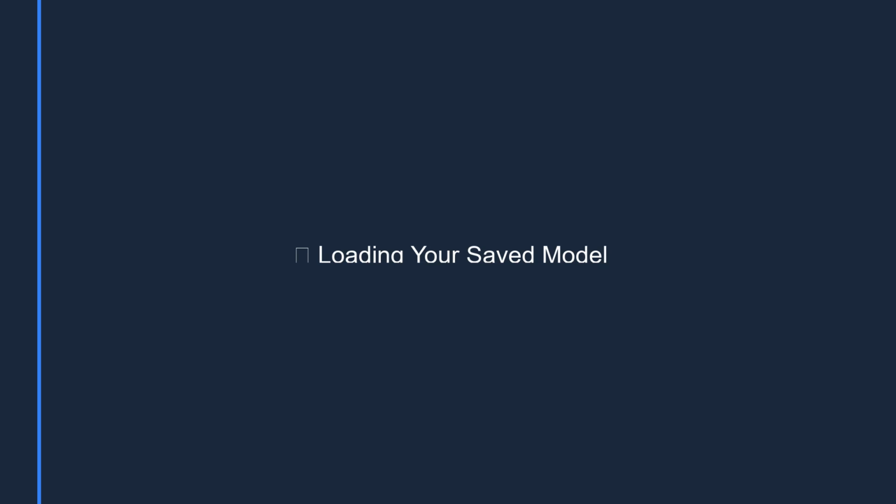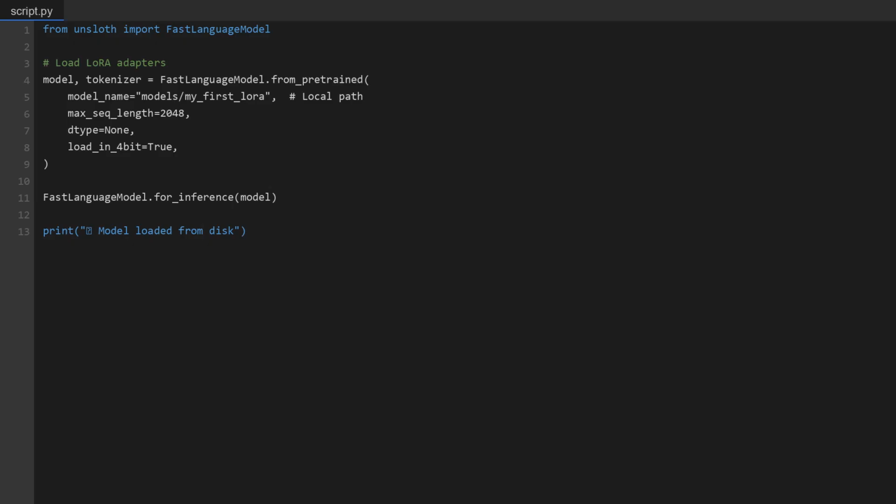Loading your saved model. Loading from a local path is exactly the same API as the original model download. That's intentional. FastLanguageModel.from_pretrained points to models/my_first_lora, and Unsloth knows from the presence of adapter_config.json that this is a LoRA checkpoint rather than a full model. It loads the base model from your local cache, no internet required, and applies your adapters on top.